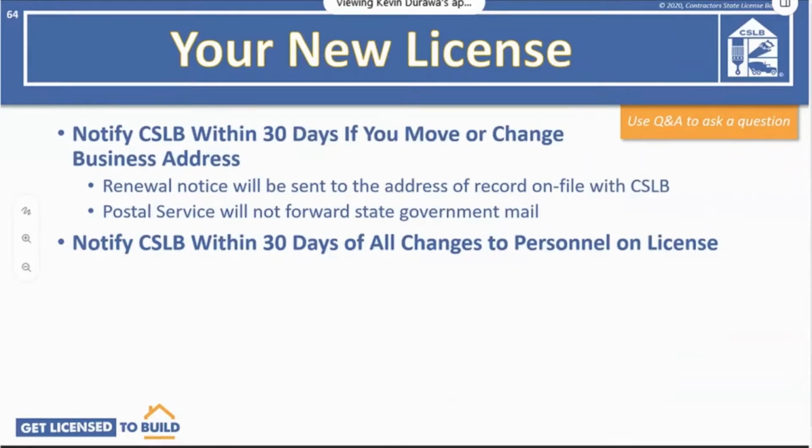Here are a couple of other important deadlines to keep in mind. First, notify CSLB within 30 days if you move or change your business address. Your renewal notice will be sent to the address of record that we have on file. And if you're not there anymore, you're probably not going to receive it. Plus, the Postal Service will not forward state government mail. Finally, notify CSLB within 30 days of all changes to the personnel on your license, especially when it involves the qualifier of the license.